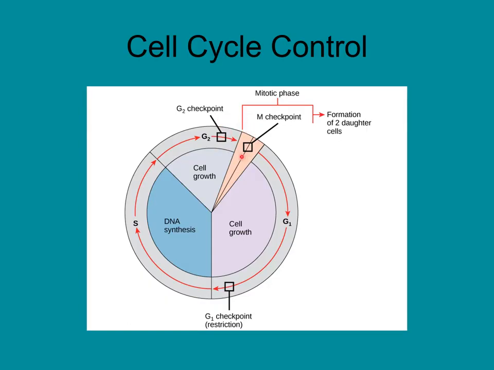In mitosis, there is, once again, also another checkpoint with the formation of the two daughter cells. So it is very tightly regulated. Do mistakes sometimes get through? Yes, they do. But if you consider the number of cells and how rapidly they're going, it's very, very efficient.